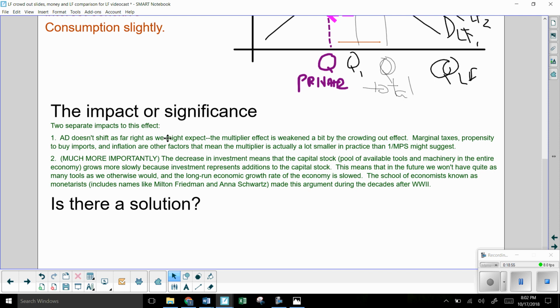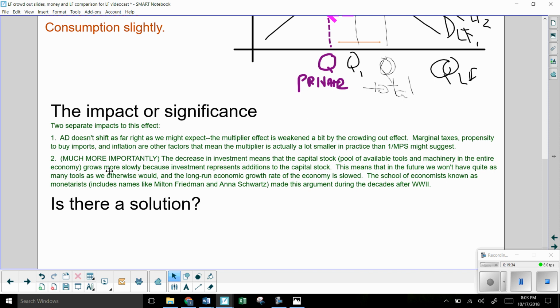And we increased G, but in effect we squeezed C and I down a tiny bit, and in total AD still shifts to the right, but it doesn't go quite as far to the right as we might have thought. So this weakens the multiplier effect, and there's a bunch of reasons why 1 over MPS is an overestimate of the multiplier, because when I earn $1, the government takes some of it in taxes, I spend some of it on imports, the price level rises, so really GDP is not going to increase by 1 over MPS times that change, but this is one more factor that weakens it.